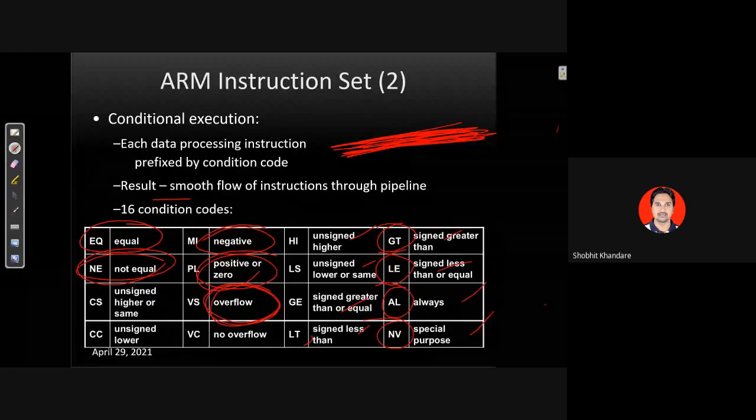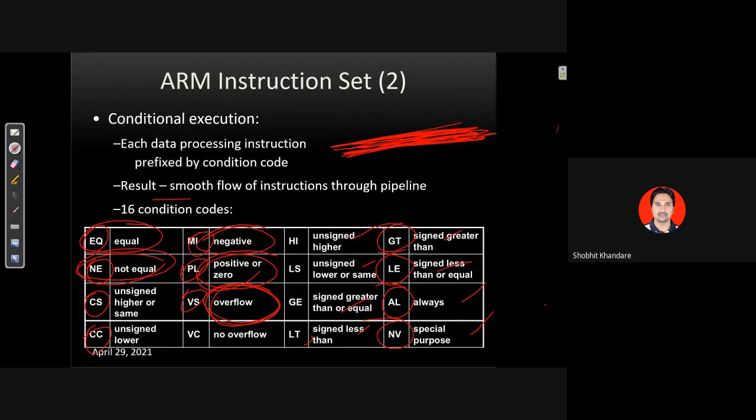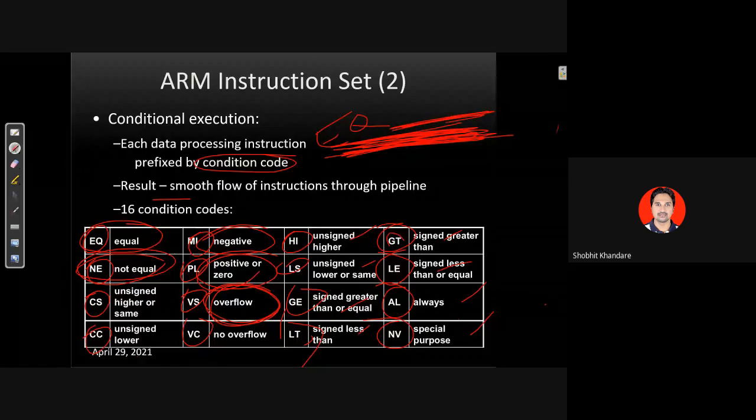What I mean to say is that these, EQ, NE, CS, CC, MI, PL, VS, VC, HI, LS, GE, LT, GT, LE, AL, NV. So these are all prefixed conditional codes. They are prefixed conditional codes. So we prefix them to an instruction and execute some instructions. I will give an example for this.